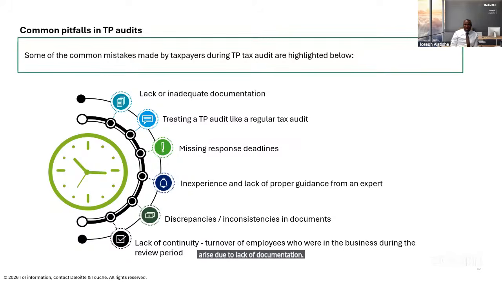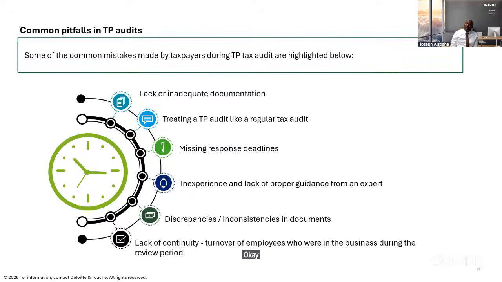Not because those transactions were actually not at arm's length, but because the company cannot prove it. So the company would have to get to a place of compromise to ensure that that audit closes, because that information does not exist.